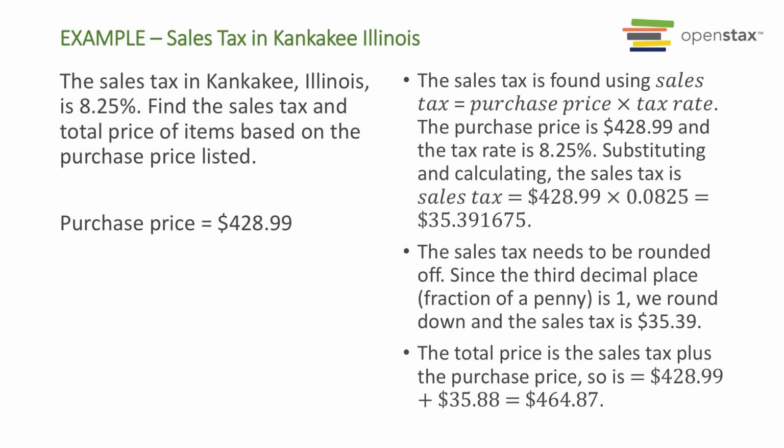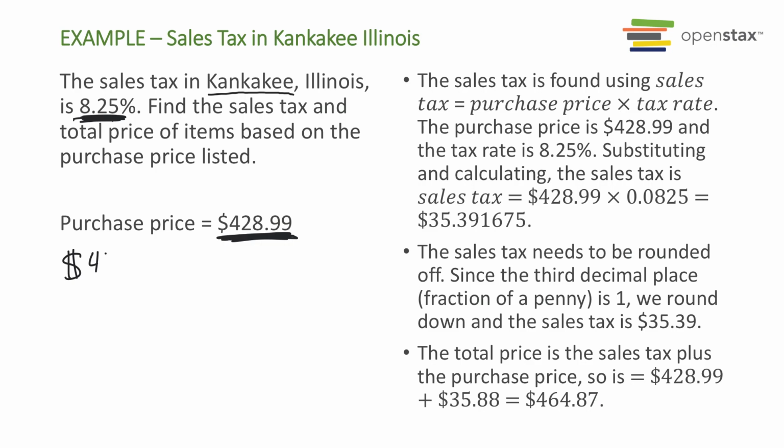So let's calculate the sales tax. This is in Kankakee, I think that's how you say that, Kankakee, Illinois, and their sales tax is 8.25%. So you can think about that as like about 8 cents on the dollar. For every dollar you add 8 cents. So find the sales tax and the total price of something. If we're purchasing something for $428.99 with no discounts, like this is the price on the sticker, how much are we going to pay in this county or this city in Illinois? Because again, it's different depending on where you're at.